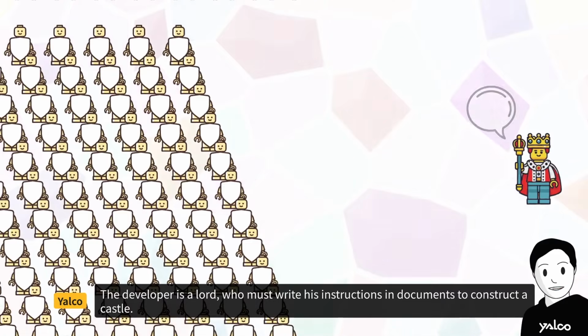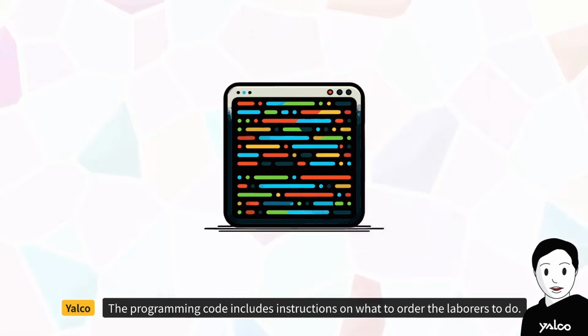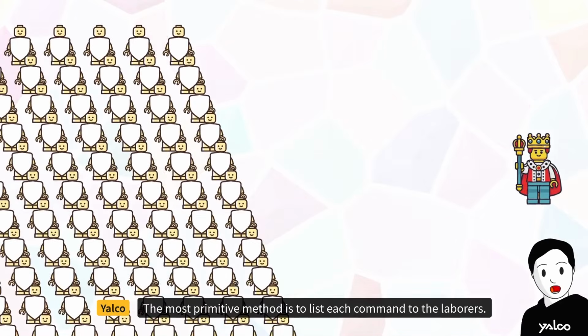The developer is a lord who must write his instructions in documents to construct a castle. These documents of instructions are the programming codes, and the laborers to be mobilized for the construction are the resources of the computer. The programming code includes instructions on what to order the laborers to do. The most primitive method is to list each command to the laborers.